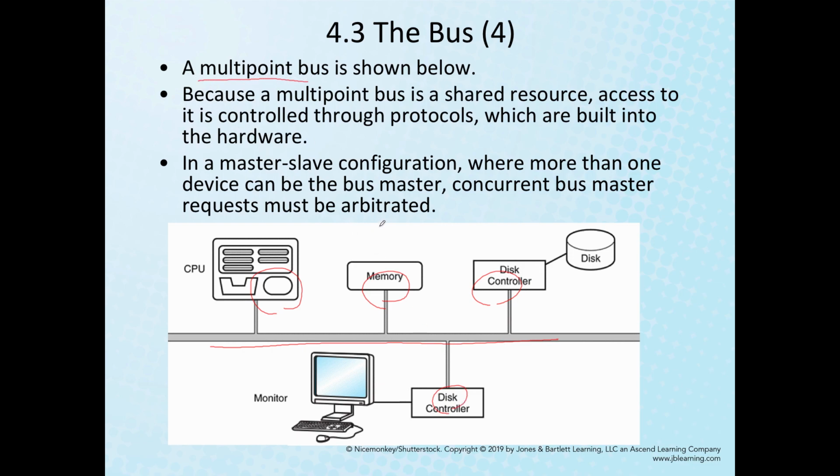In a multi-point bus, we need something called arbitration. Suppose the CPU wants to use the bus to store data into the memory, while the disk controller needs to store some data inside the memory onto the hard disk. Then we have conflicts, so the use of the bus should be arbitrated, and there is some arbitration protocol within the bus. We have many different simple ones and complex ones. So in a master-slave configuration where more than one device could be the bus master, we should have some arbitration protocol implemented.